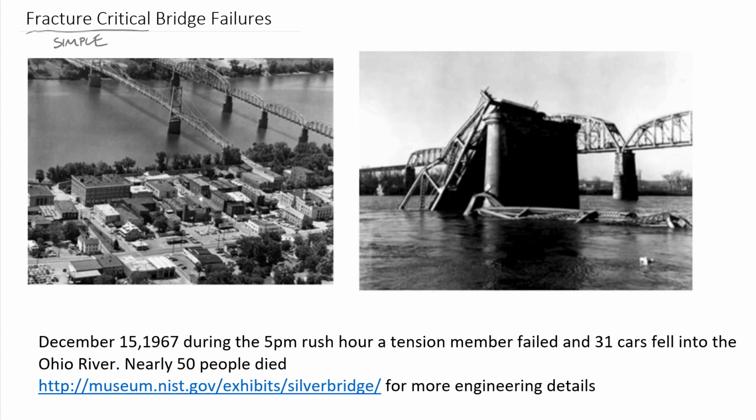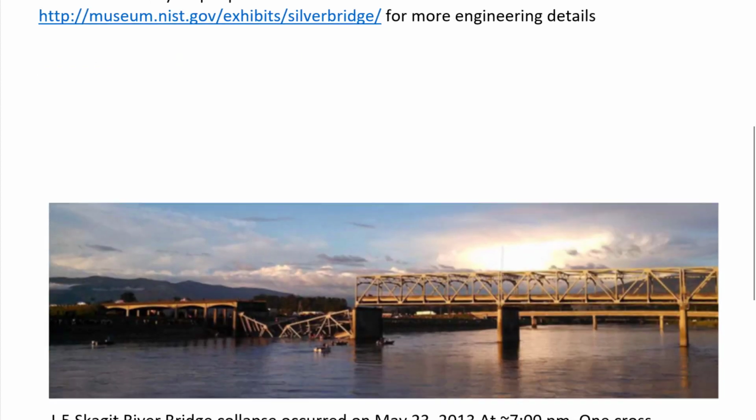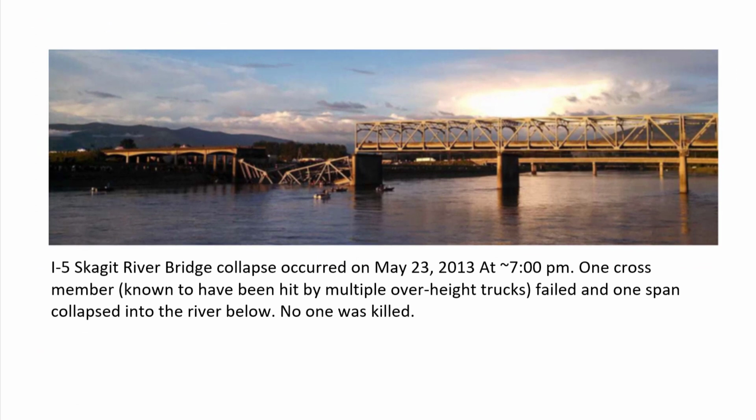You might think, wow, that was over 50 years ago, no big deal. Here's a failure from 2013. At the recording of this video, this was 7 years ago. This is the I-5 bridge over the Skagit River. I-5 runs up the west coast of the U.S. This was in May, so probably quite a bit of water in the river with spring runoff, but at least not as cold as air temperature.